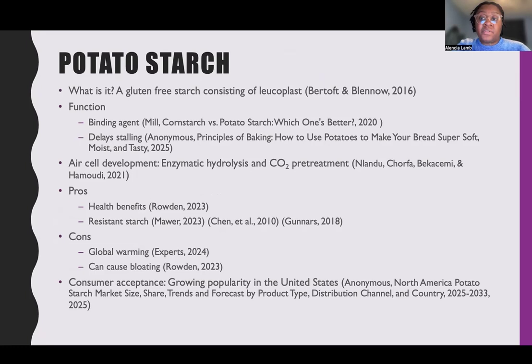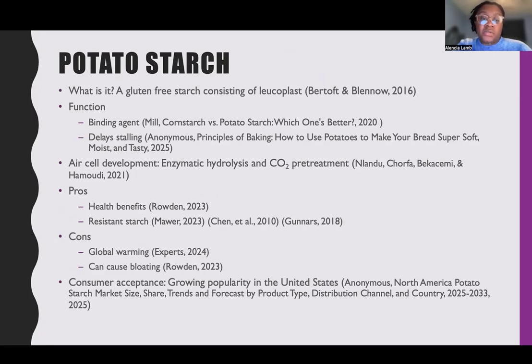It is also able to tolerate very high temperatures. So some of the cons or disadvantages of potato starch is global warming, such as floods and heat waves during potato farming or production, things like that. And it can also cause bloating. Some other cons or disadvantages of potato starch is that it also has a low nutritional value. And depending on the company that's making the potato starch, it can either be allergen free or it can contain allergens.